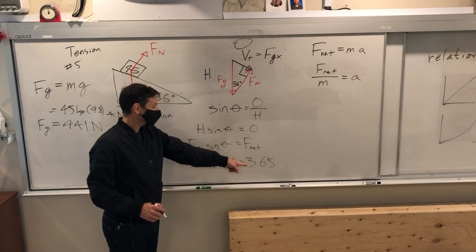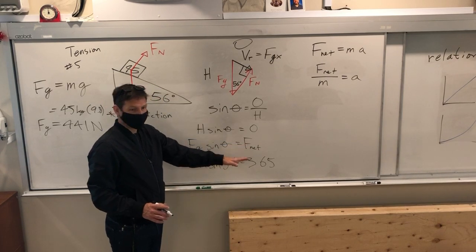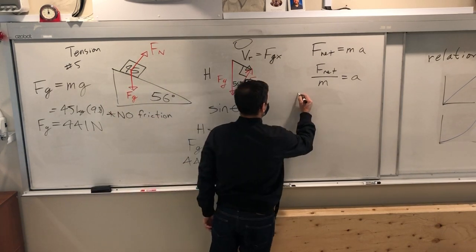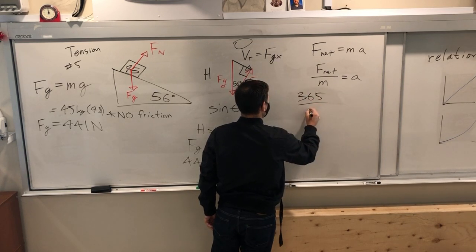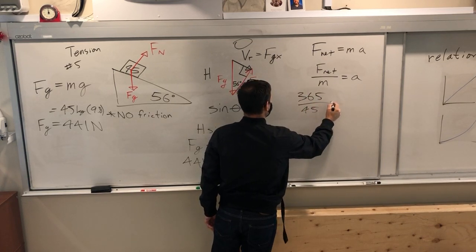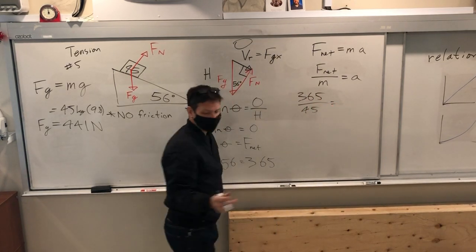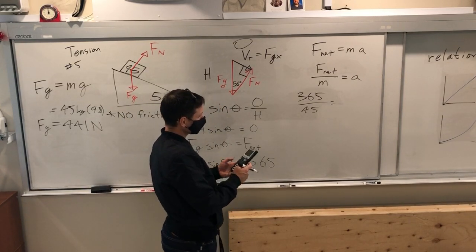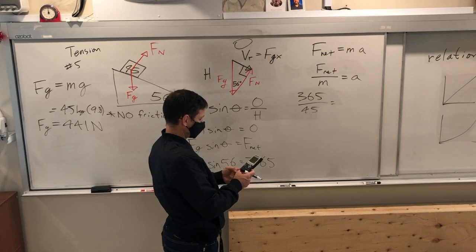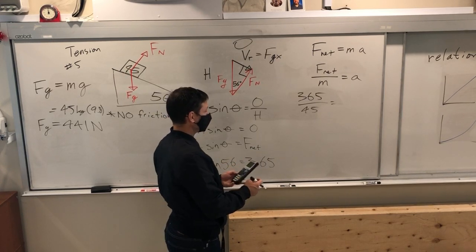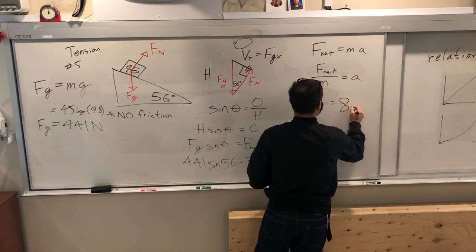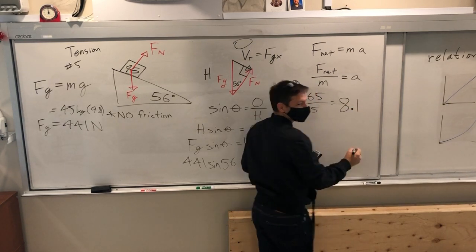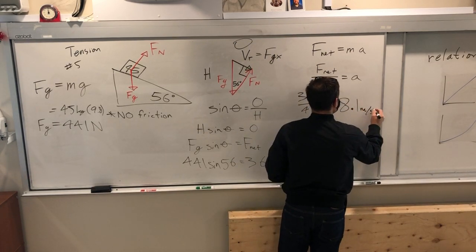Now, that's the net force, right? It's not the acceleration. That's mass times acceleration. So if you do this divided by 45, that will give you the acceleration, which will be 8.1. 8.1. Is it? 8.1. You are correct. I didn't trust you there for a second. Meters per second squared.